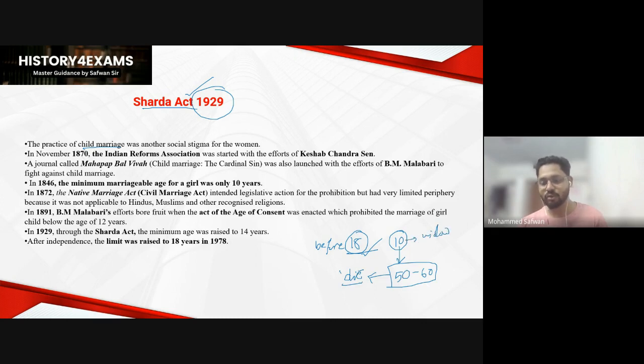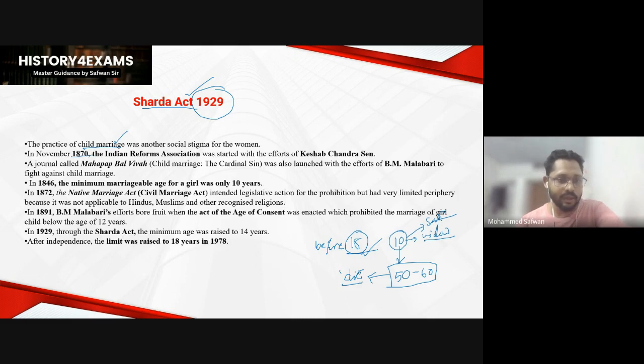Either she has to continue her widowhood, otherwise she has to jump into fire, called the sati system. So such systems existed during that period. We are discussing the child marriage enactments in different phases, how the child marriage issue was resolved through the ages.